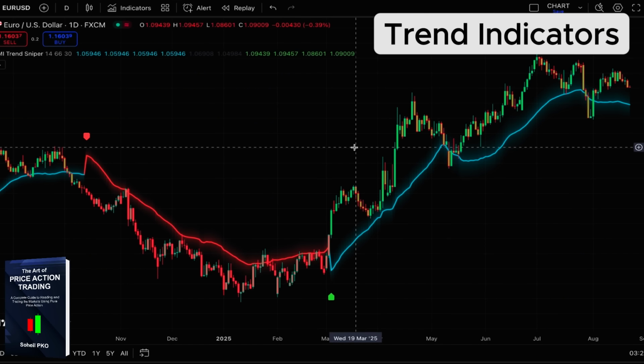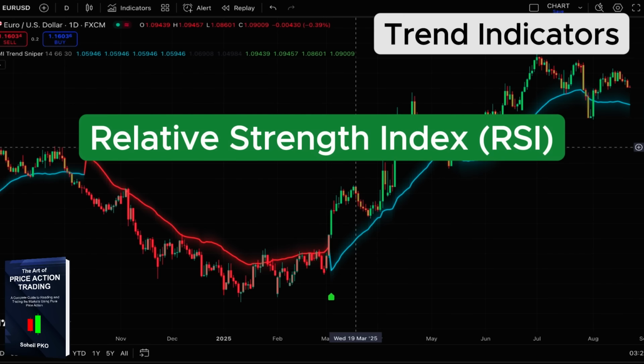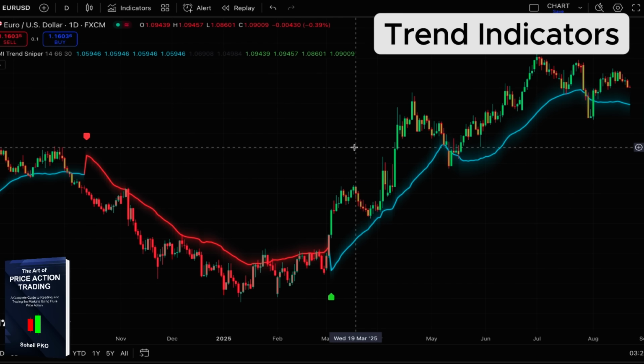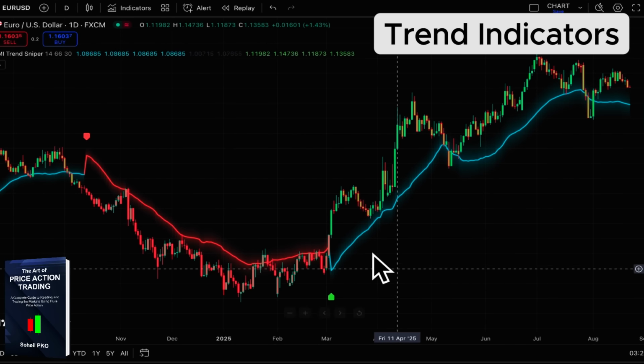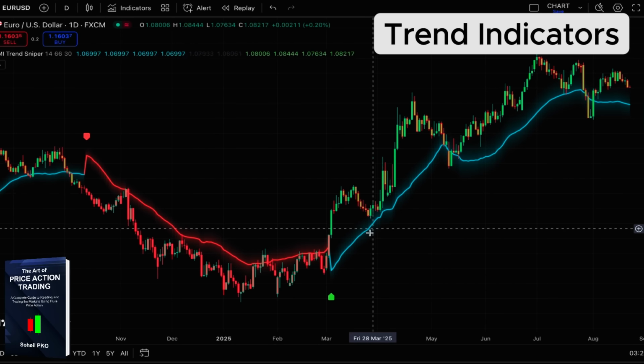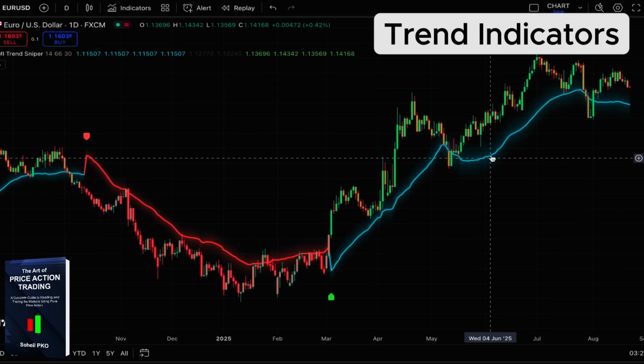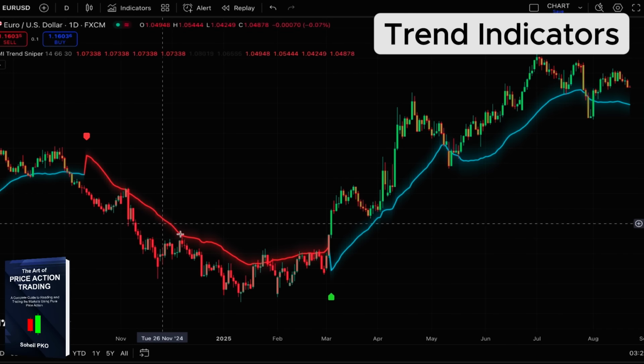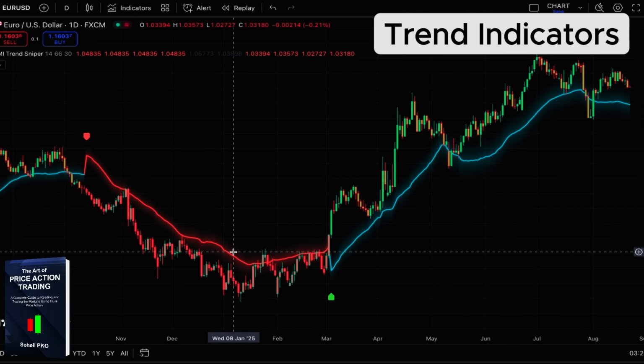Alright, this is the indicator and it's one of the best trend indicators on TradingView. This indicator is built based on RSI and MFI, and by considering both price momentum and volume, it can effectively help us with trend identification. Working with this indicator is very simple. When the price is above the line and the line is blue, the market is trending up, and when the price is below the line and the line is red, the market is trending down.